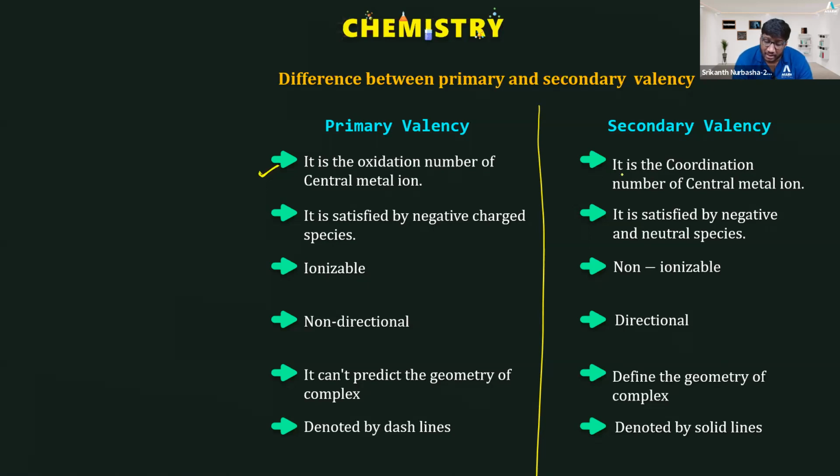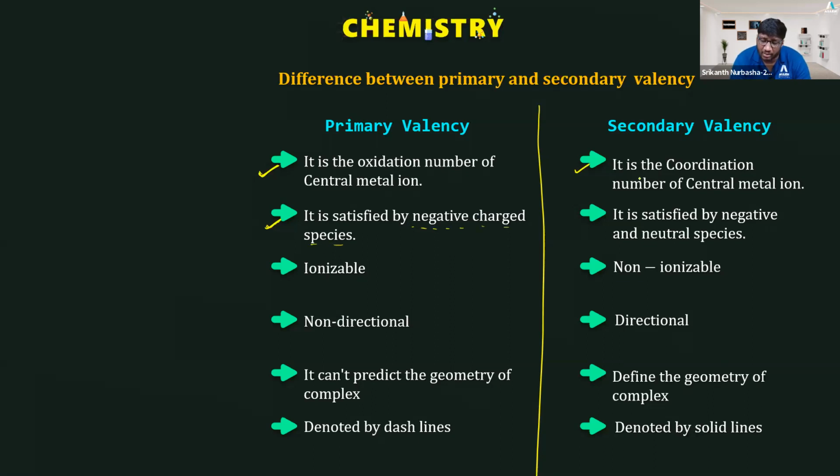Secondary valency is the coordination number of the central metal ion. Primary valency is satisfied by negatively charged species, because the oxidation number means the metal will have some positive charge, and that has to be satisfied by negatively charged species.